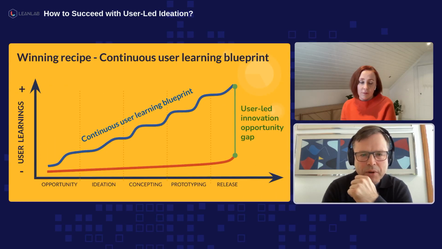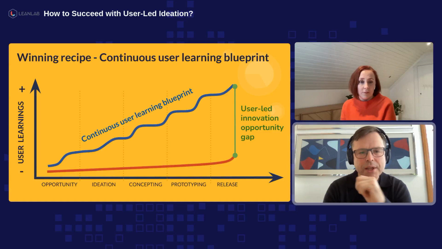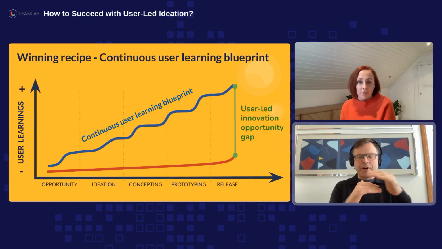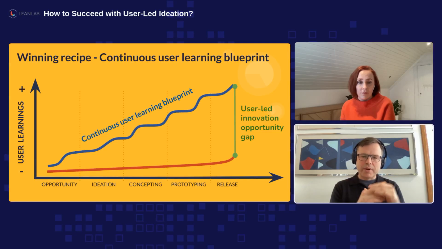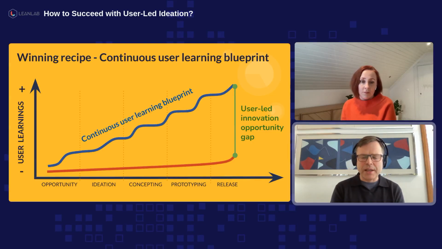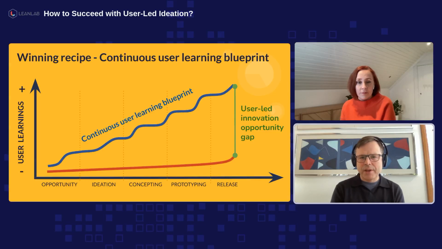This is what we call the continuous user learning blueprint. From the very beginning, you set yourself on a different trajectory. You're continuously learning from your users at each stage of the development. So you bring the users in early, you work with them through your concepting and prototyping phase. You work with them through your release, you run beta programs and so on. And that's when you go into the release cycle. That's where you really improve your opportunities for success.